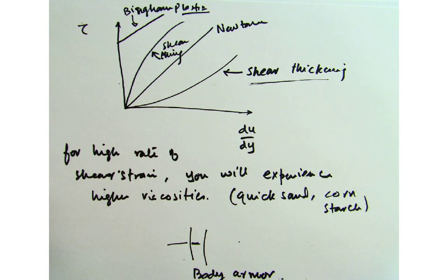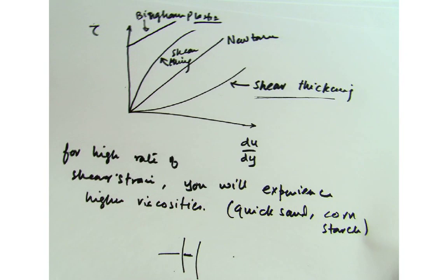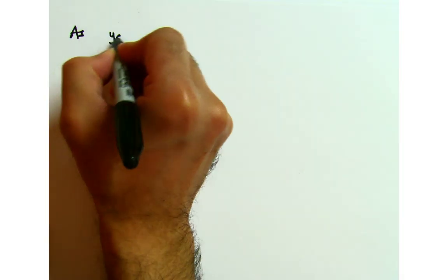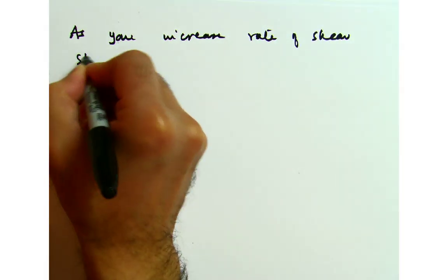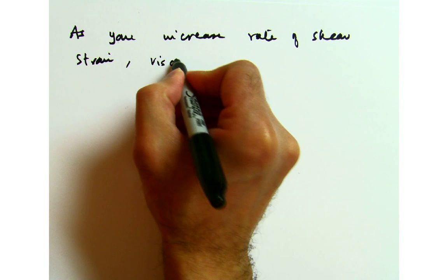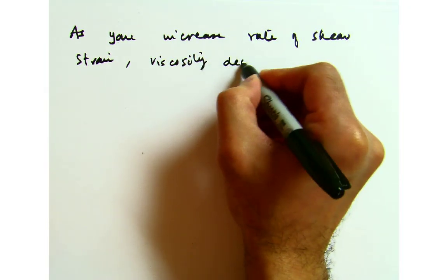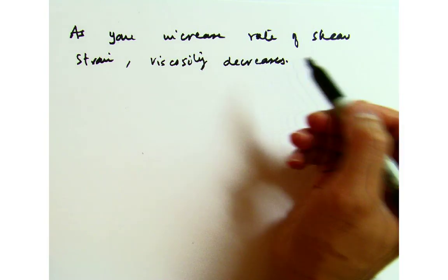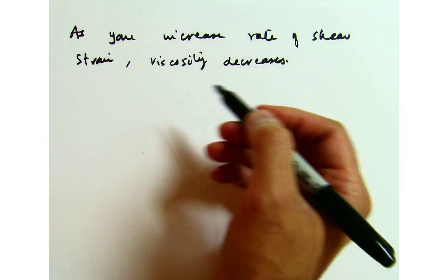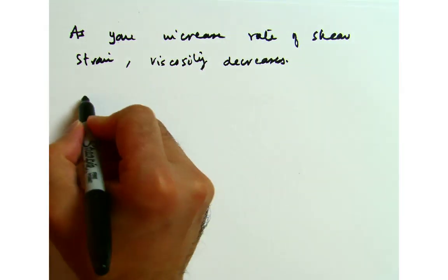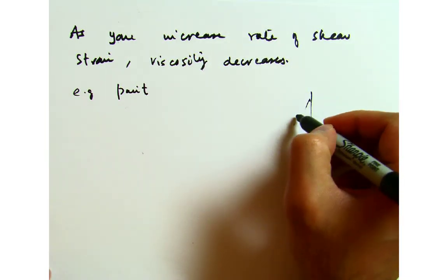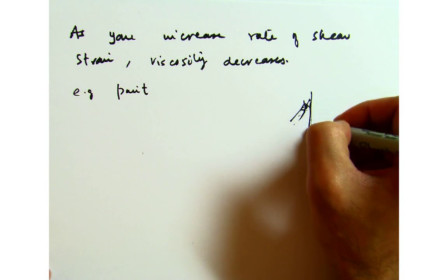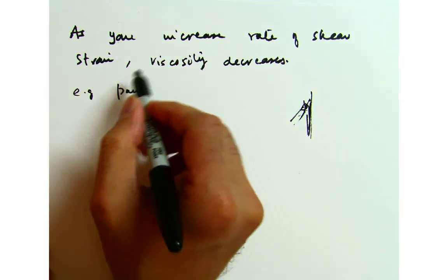Okay, so this is the shear thickening fluid, and the opposite of that is shear thinning. As you increase the rate of shear strain, viscosity decreases. So the faster you want to move, the easier it is for the fluid to move. Some examples are paint, which sticks to your brush, but as soon as you try to paint it on a wall, it flows much more nicely. So the viscosity decreases as you increase the rate of shear strain.